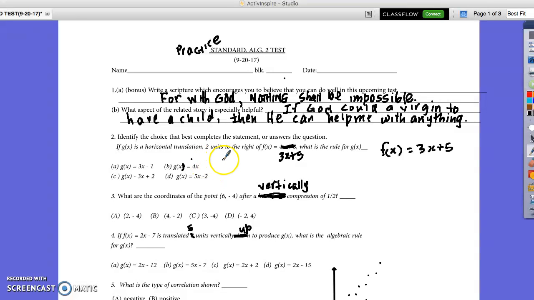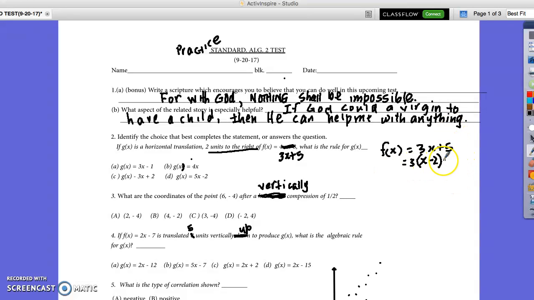And what are we doing? Here's the key. 2 units to the right. And whenever you go right or left, that's when you use parentheses. I should say horizontally to the right. So right or left would be parentheses. So here it comes. 2 units to the right means that instead of x, we're going to put x minus 2. Instead of x here, we put x minus 2, because right or left means we're going to use parentheses.